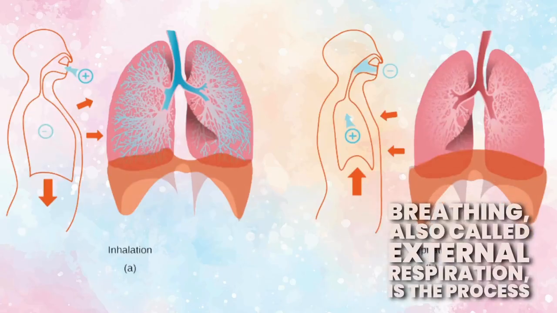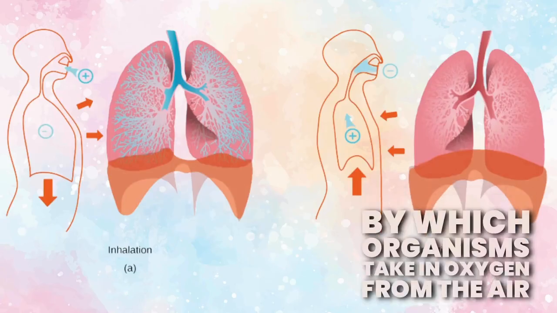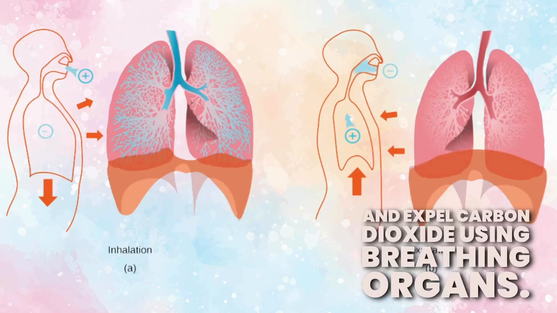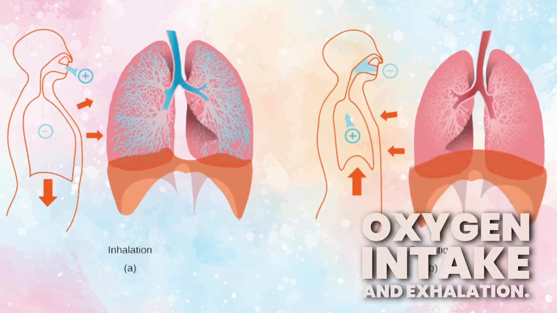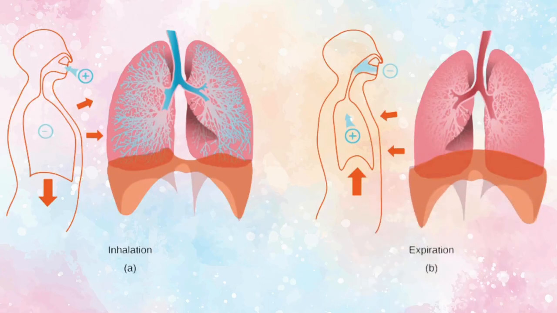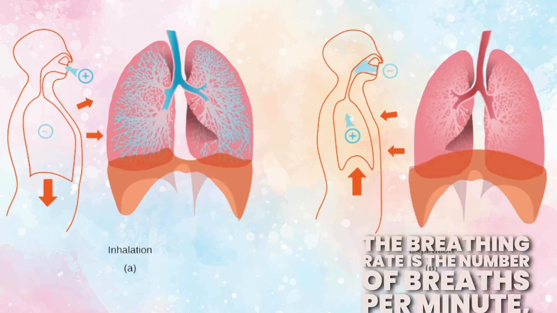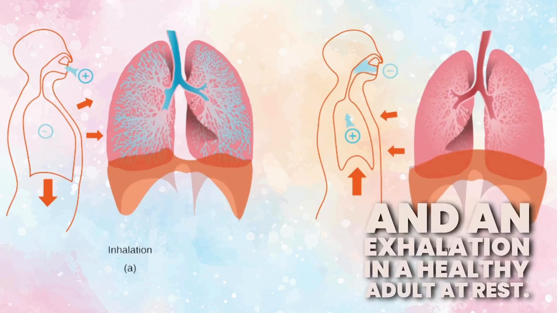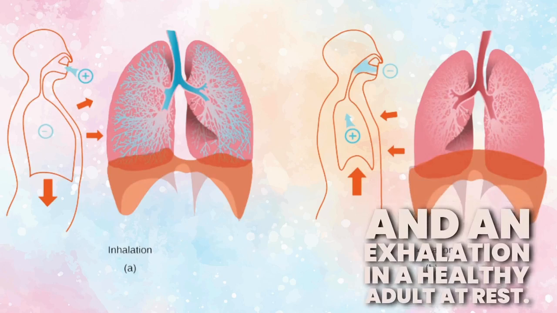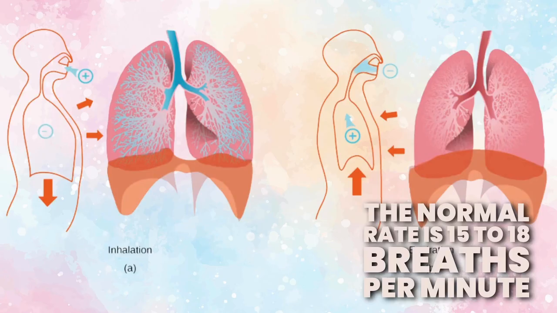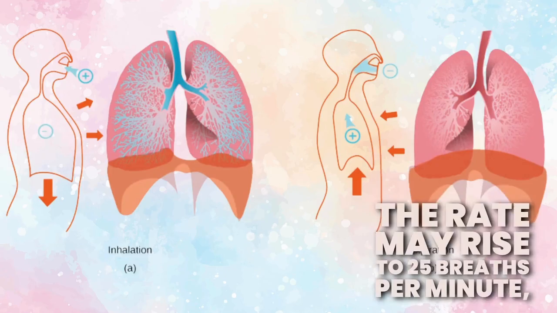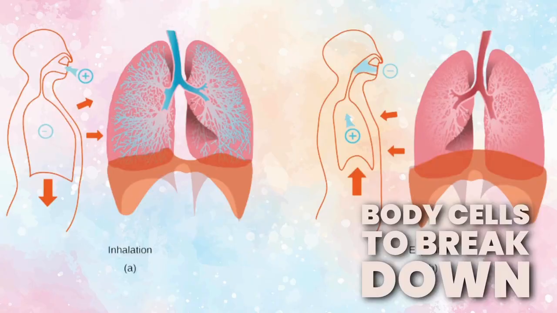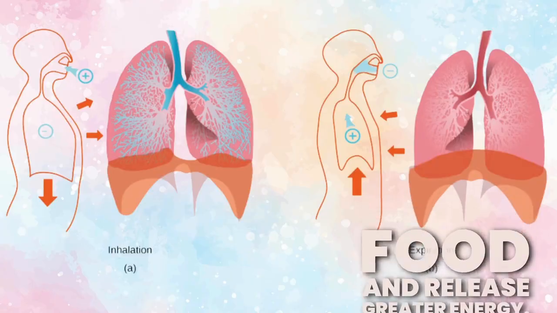Breathing and breathing rate. Breathing, also called external respiration, is the process by which organisms take in oxygen from the air and expel carbon dioxide using breathing organs. It involves two steps: inhalation, oxygen intake, and exhalation, carbon dioxide release. The breathing rate is the number of breaths per minute, where one breath includes an inhalation and an exhalation. In a healthy adult at rest, the normal rate is 15 to 18 breaths per minute. During heavy physical exercise, the rate may rise to 25 breaths per minute, ensuring more oxygen reaches body cells to break down food and release greater energy.